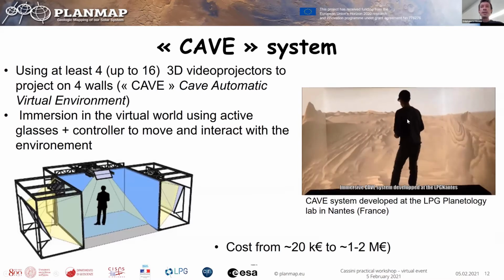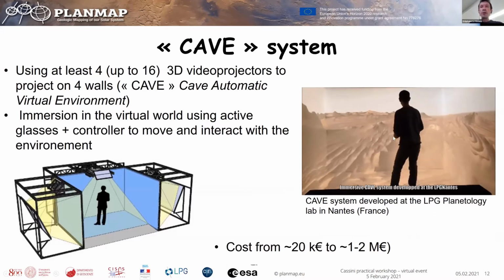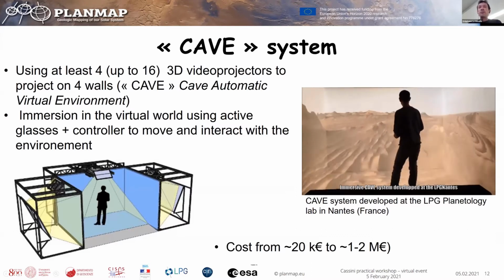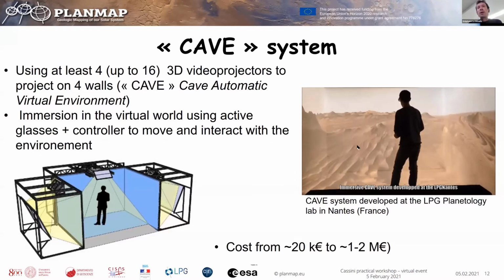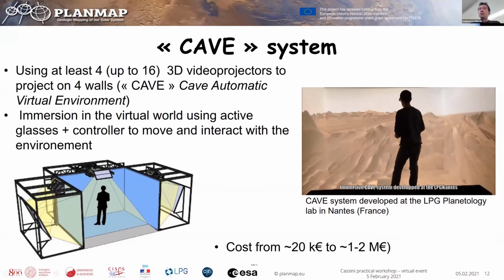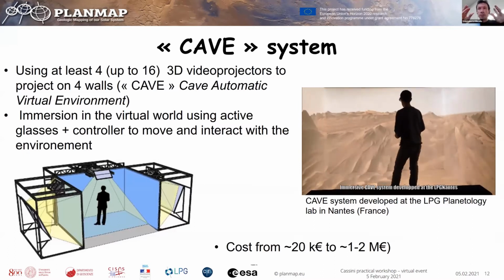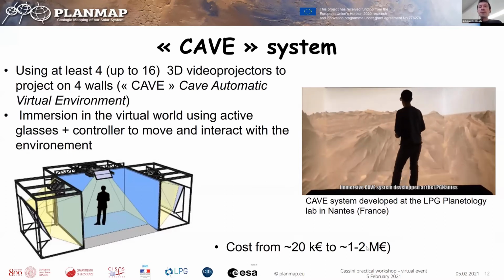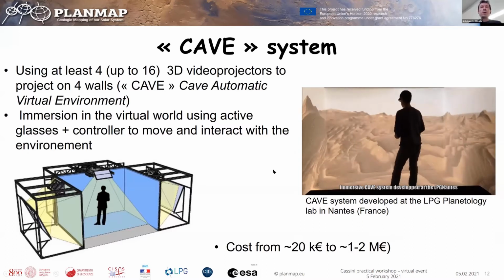The user simply needs to put active glasses on his head, and you have a controller. Here I'm using an Xbox game controller to move in the virtual environment. We built a custom CAVE in our lab in Nantes, and this is how it looks. It's quite convenient because you are not completely closed in a headset. You only wear some light glasses and you can see your landscape in a fully immersive way. The cost can be very high, up to several millions if you want to have a professional setup.